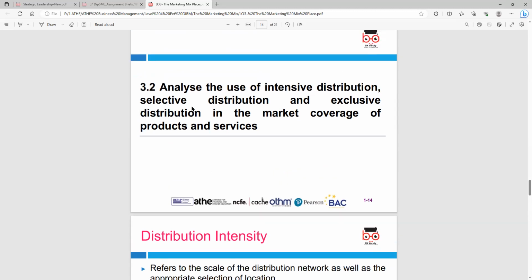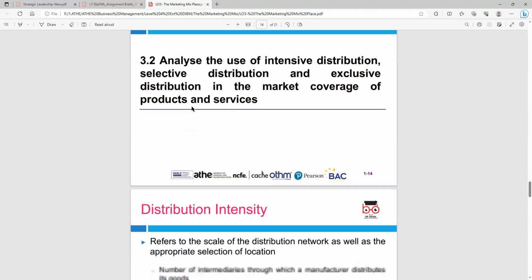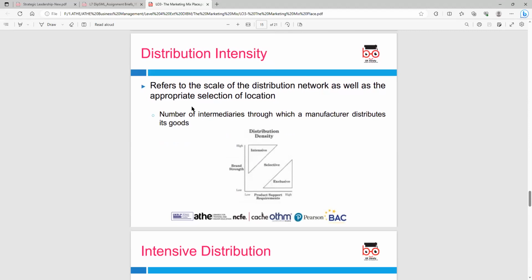So we need to look at the second assessment criteria, which is to look at the use of intensive distribution, selective distribution, exclusive distribution. Now here we need to look at the distribution intensity, i.e. it depends on the scale of the distribution network, as well as the appropriate selection of a location, i.e. how many intermediaries through which a manufacturer distributes its goods.